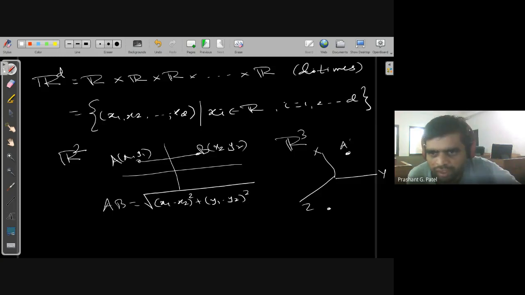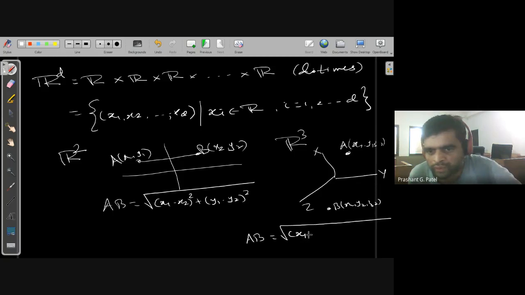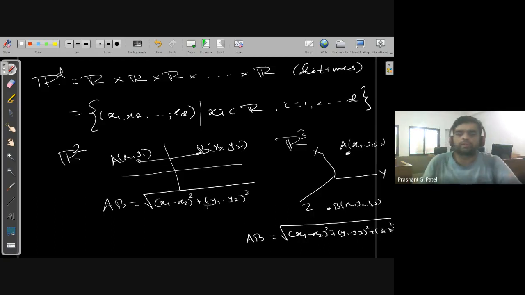Let's say this is the point A, which is (x1, y1, z1), and this will be (x2, y2, z2). Then how to calculate the distance between these 2 points? That is again, AB will be the square root of (x1 minus x2) square plus (y1 minus y2) square plus (z1 minus z2) square.